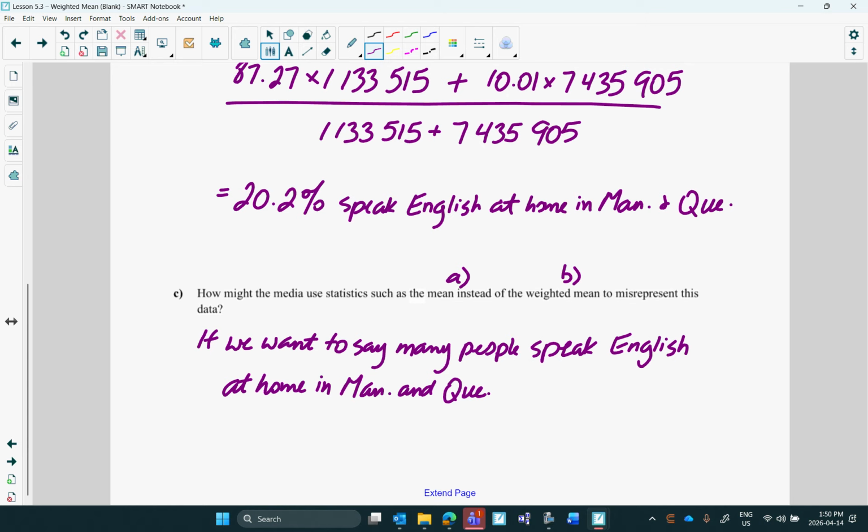Okay. To say, you know, oh, we don't need as many English speaking programs because look at how almost 50% speak English in Manitoba and Quebec, when really it's only 20%. If you want to promote the English language. Okay.